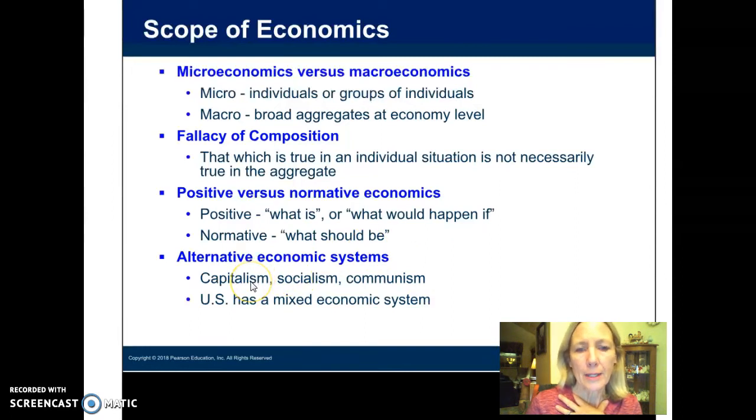Alternative economic systems: capitalism, free enterprise, market-driven system. Socialism and communism have more government intervention. Socialism is more moderate, communism is more extreme. Remember, the US has a mixed economic system. We basically think of ourselves as a capitalistic economy, but the government is involved with things like supporting farm operations, overseeing, like the EPA oversees environmental aspects of agriculture. So the government is involved, but not to the extreme of communism.